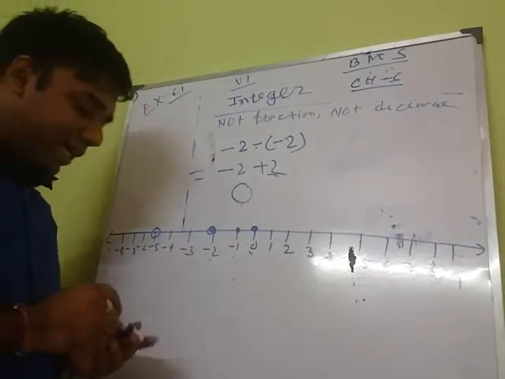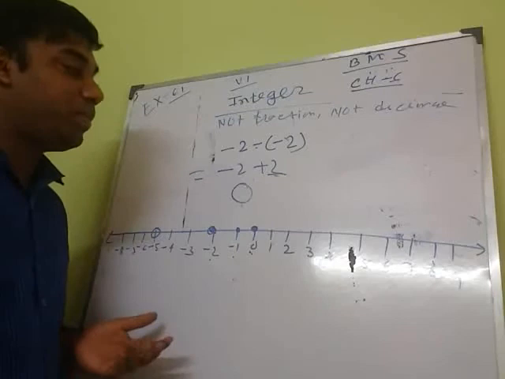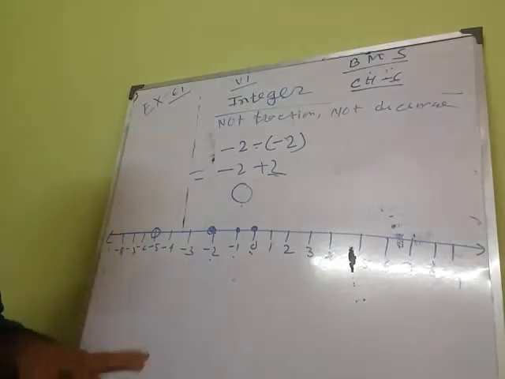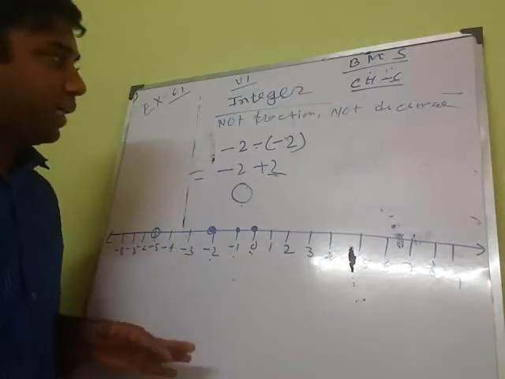By taking the help of the number line, we can add or subtract the integers. In this way we can subtract.